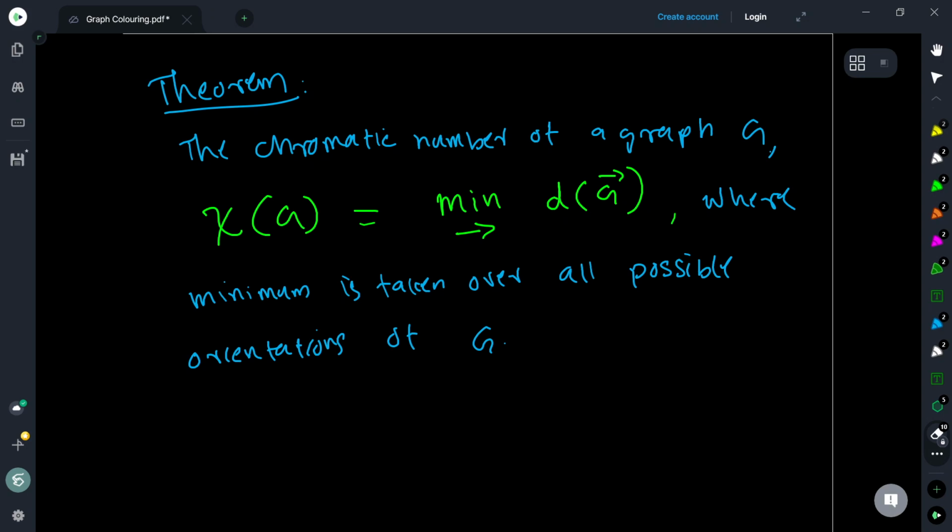Okay, so can anybody try to give an idea, at least an inequality in one of the directions? For example, can you show that the chromatic number is greater than or equal to this, or less than or equal to this? One of them.